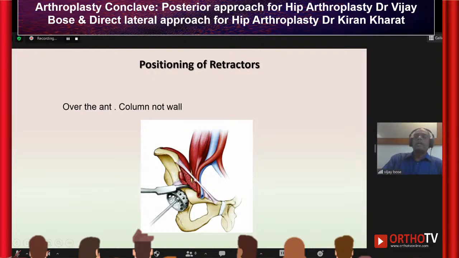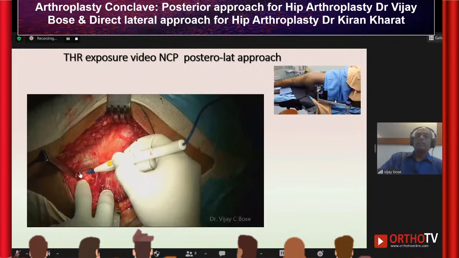The column is very strong, and as long as you go close to the bone, the femoral nerve and the neurovascular bundle are very safe. So this is the video where I'll show you in detail how it happens.